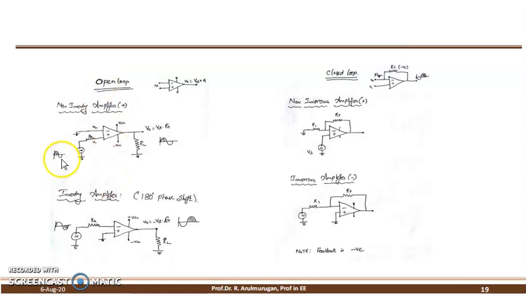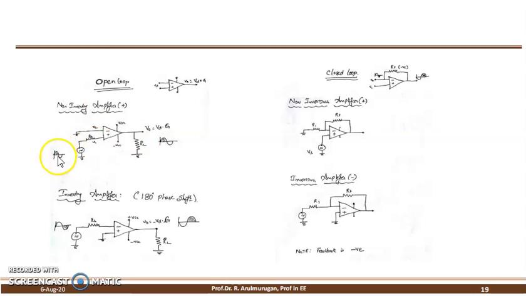Next, where will I connect my source? I have the AC source. Will I connect it to the plus terminal or the minus terminal? If I connect it to the plus terminal, it is a non-inverting amplifier. If I connect my source to the minus terminal, it is called an inverting amplifier. Always keep that in mind. If your source is connected to the plus terminal, it is non-inverting, and non-inverting means no phase shift.